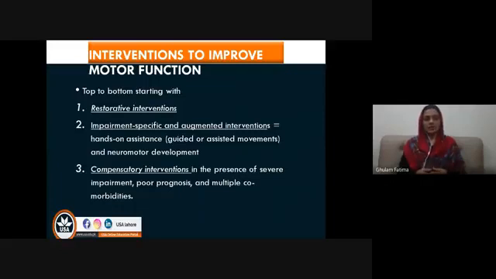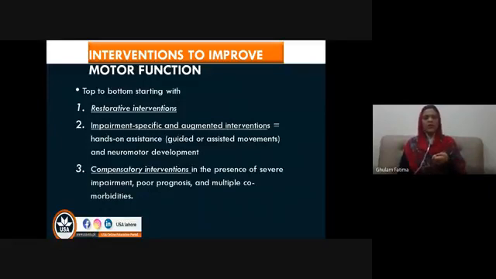Now coming towards the interventions that are required to improve your motor functions, we can divide these interventions mainly into three types, and their order of preference is always from the top to the bottom. Your first preference, and you will always select on a priority basis, is restorative intervention. If you remember, we have already studied recovery of function, that there is spontaneous recovery and there is a recovery that totally depends on function, that is function induced recovery. So your restorative interventions are basically based on the function induced recovery.